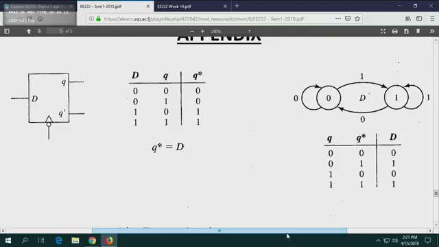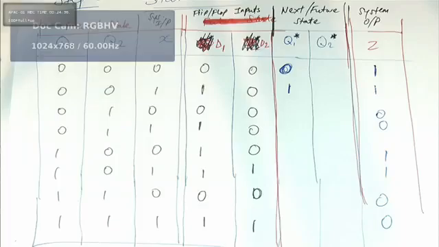Right? 0, 0, 0, 0, 1, 0, 1, 0, 0, 1, 0, 1, 1, 1, 1. Set. Just put it down on the same page where we are trying to fill up this state table. Set. Happy? Okay, I'm going to flip back now. So let's fill this up.